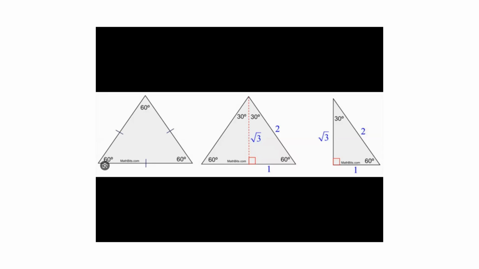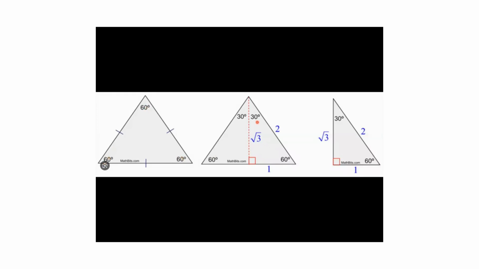So, if we start with an equilateral triangle, we have all sides equal, and then all angles are equal. And since all the angles in any triangle add up to 180, if all the angles are equal, we just do 180 divided by 3, and those angles are 60 apiece.